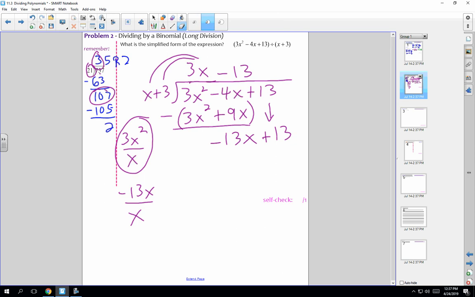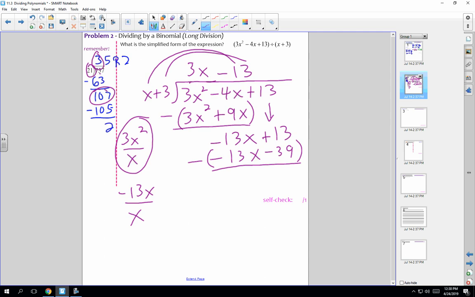And then I'm going to take and distribute the negative 13. If I take negative 13 and distribute it to the x, I get negative 13x, which I told you would happen every time. And then the negative 13 times 3 is negative 39. And then I put parentheses around this and subtract.